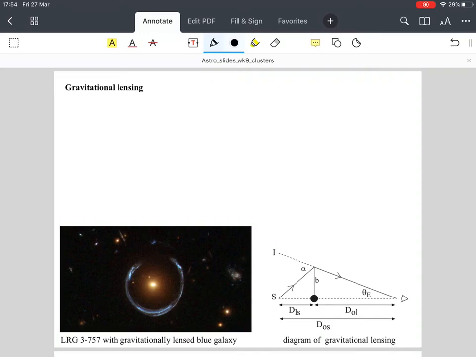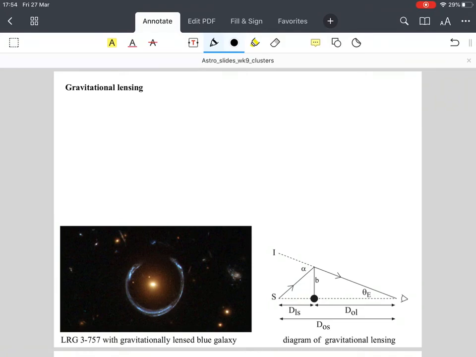Finally, we're going to look at another way of getting the total mass of a galaxy cluster, and that is gravitational lensing, which is a pretty cool application of general relativity, where we have the curvature of space-time. And you see on the bottom left, there's this amazing image where you've got this blue, almost complete circle, a ring, and it's a smeared out image of a blue galaxy.